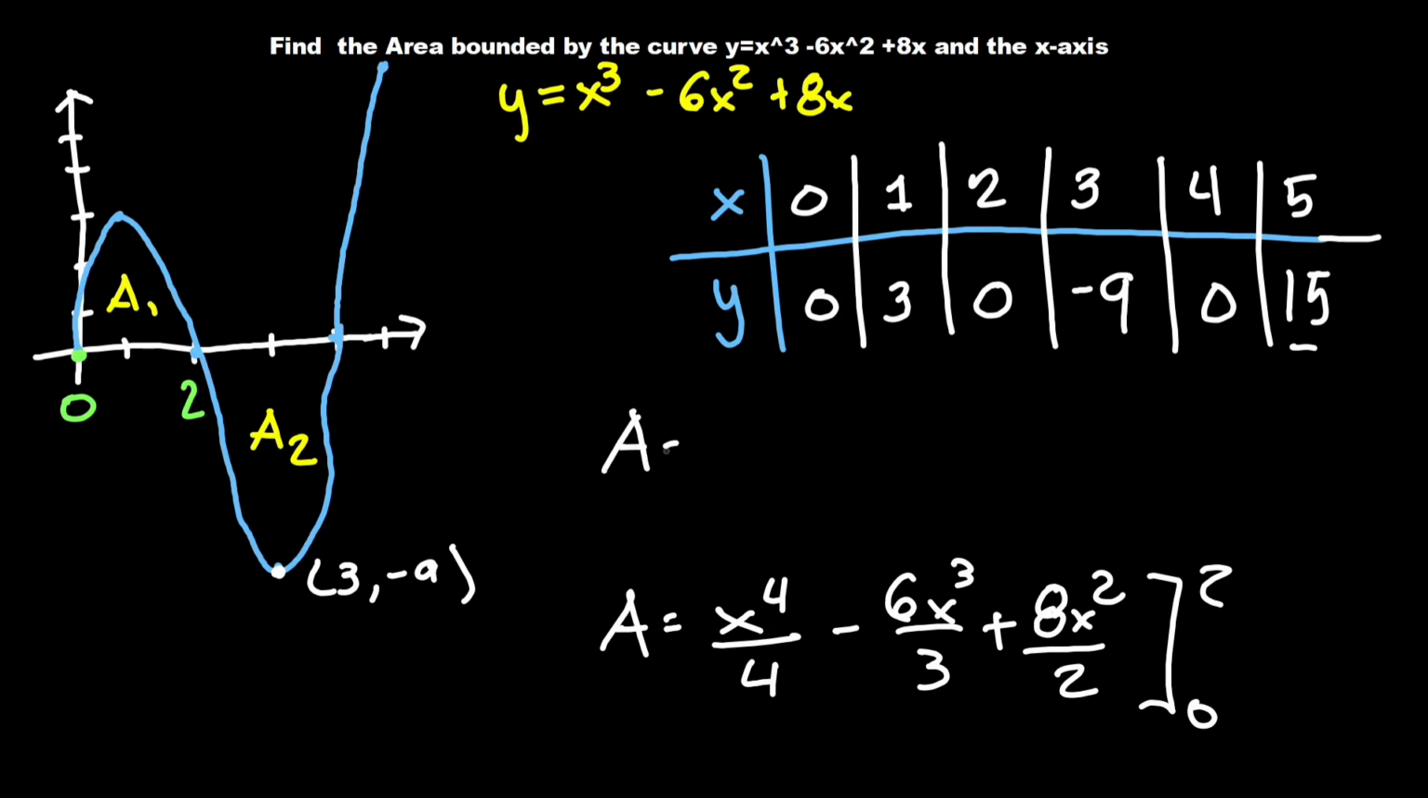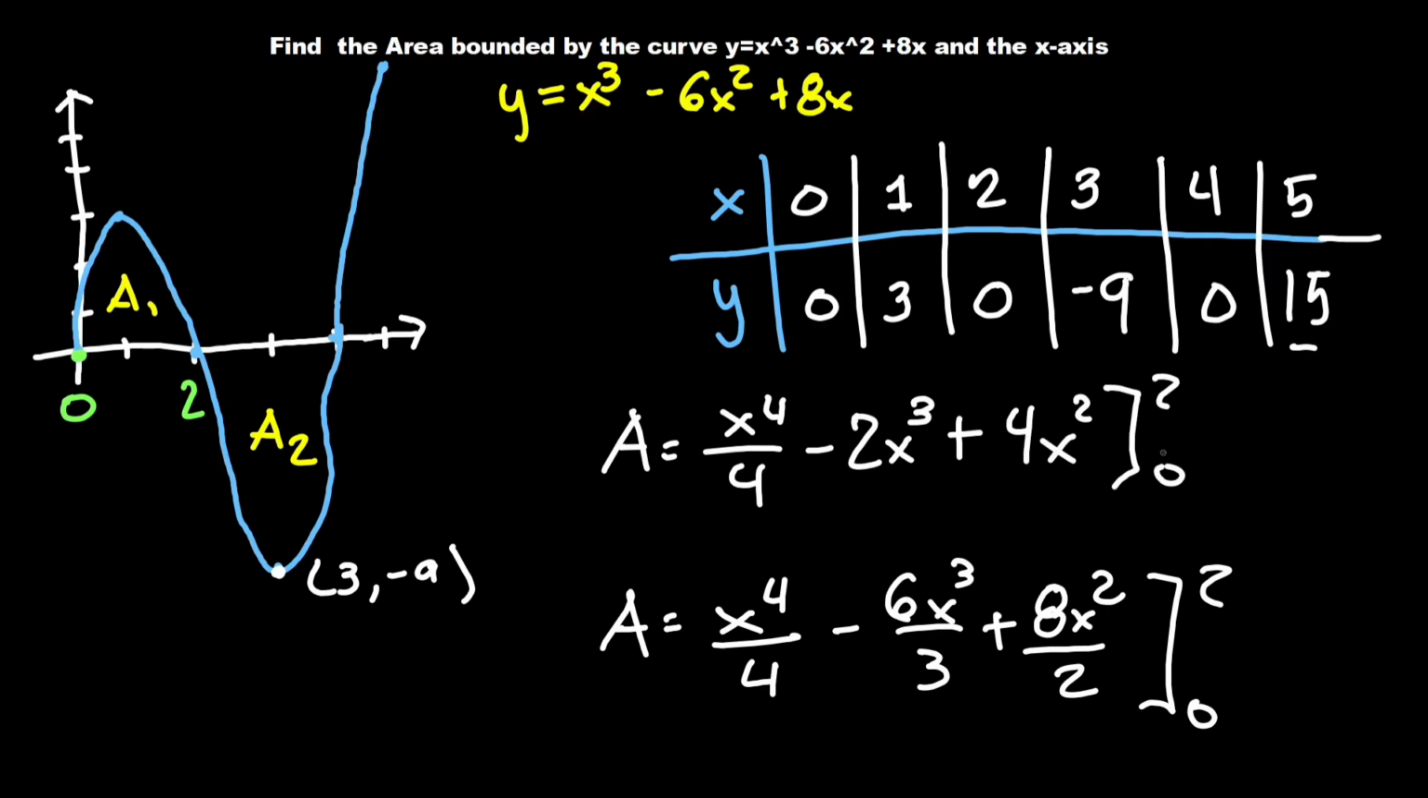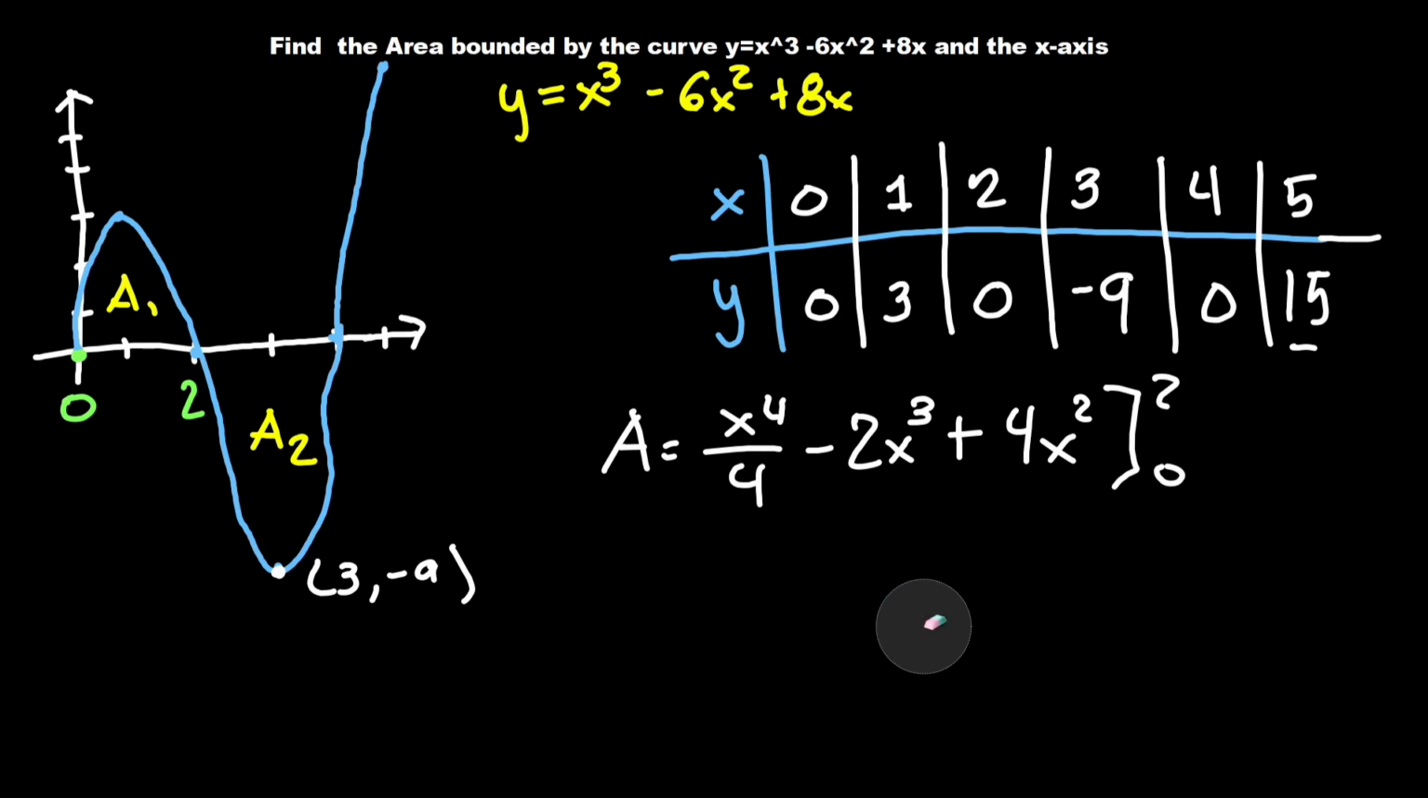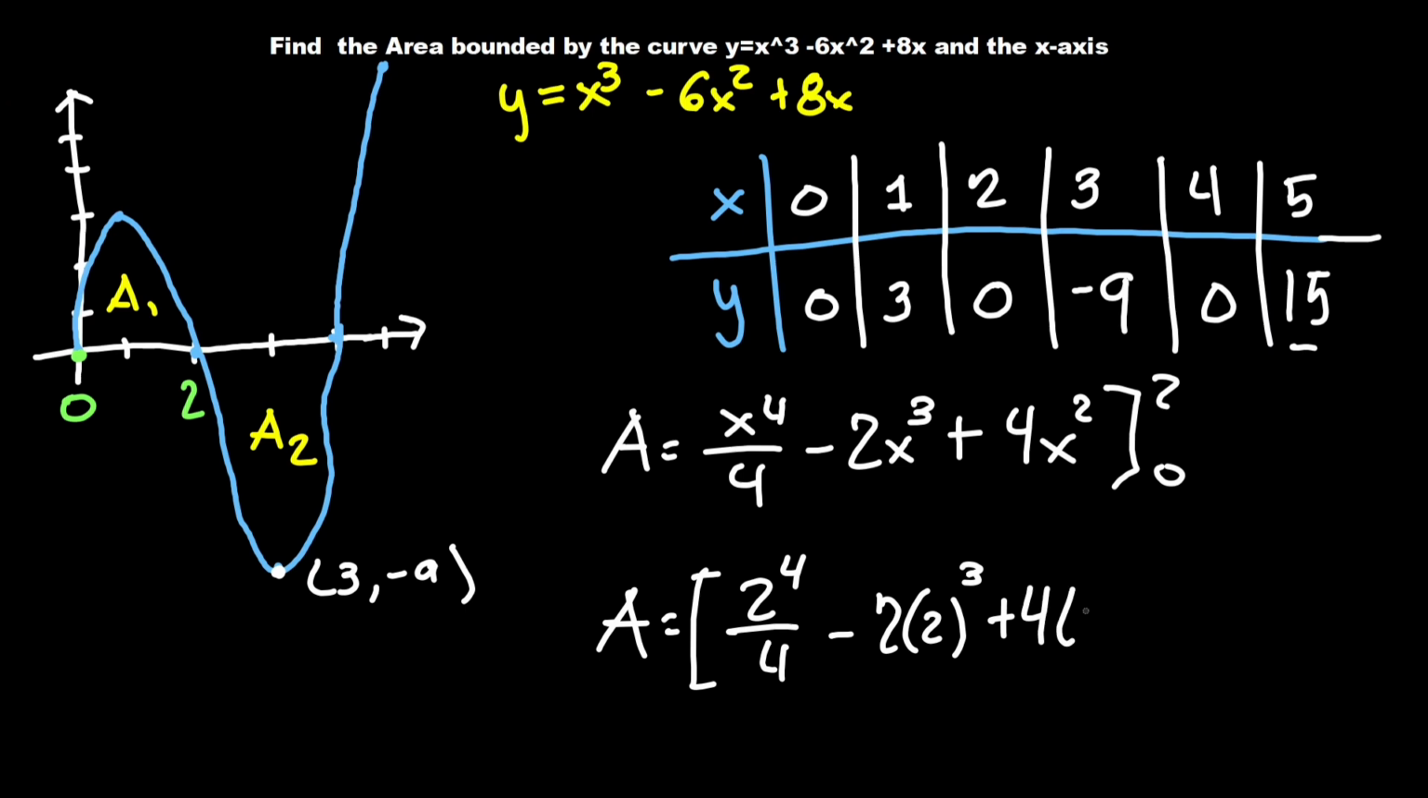So what we're left with here is x to the power of 4 over 4, minus 6 divided by 3 would be 2x cubed, plus 8 divided by 2 would be 4x squared. And so let us substitute 2 first into this equation. So this would be 2 to the power of 4 over 4 minus 2 multiplied by 2 cubed plus 4 multiplied by 2 squared. And if you substitute 0 amongst all of these x's, you would have an answer of 0. So no need to waste your effort writing it.